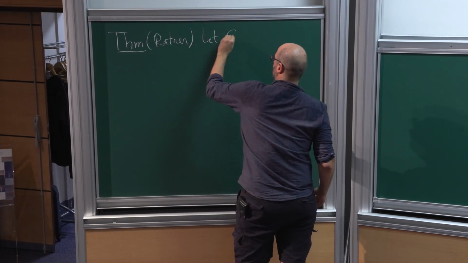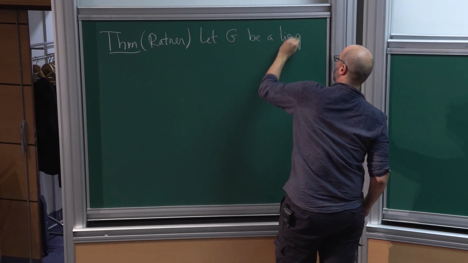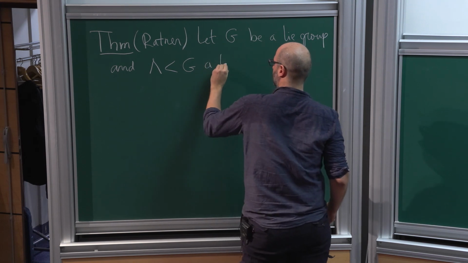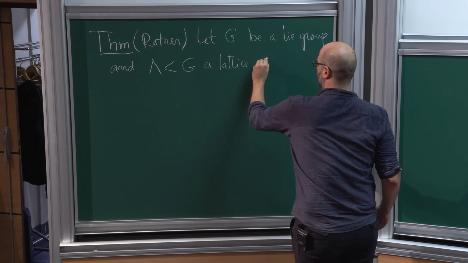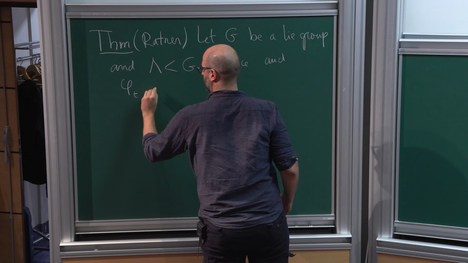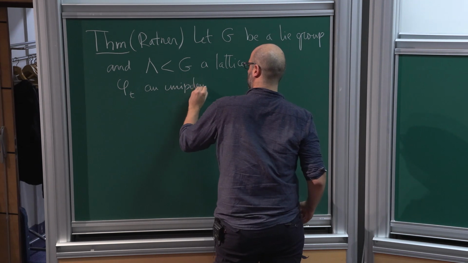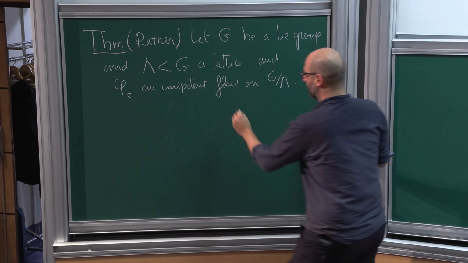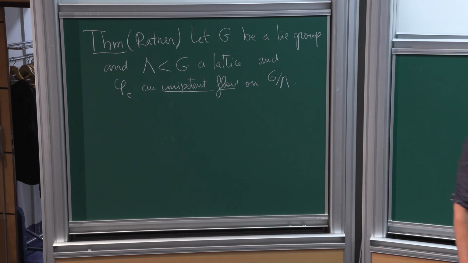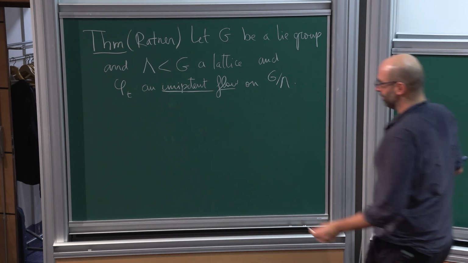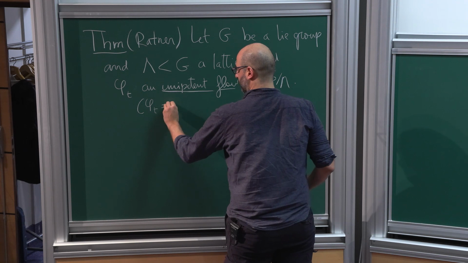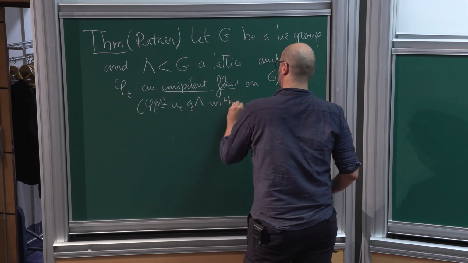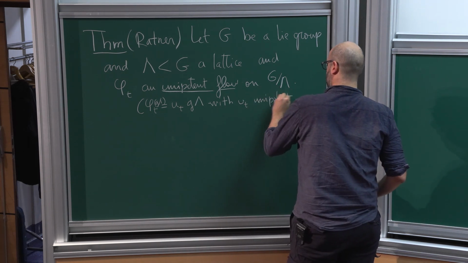Let G be a Lie group and Lambda a lattice and phi t a unipotent flow on G over Lambda. Okay, so unipotent flows appeared in, or at least elements of a group appeared in, Jean-François' lectures. And so essentially this flow has this form. So phi t of x Lambda is something like this, with u t a unipotent one parameter subgroup.